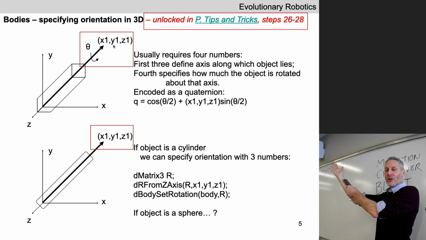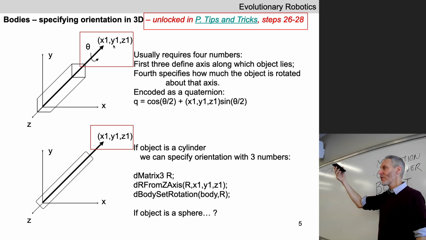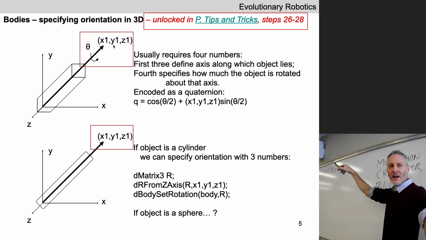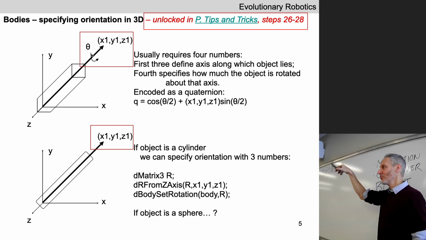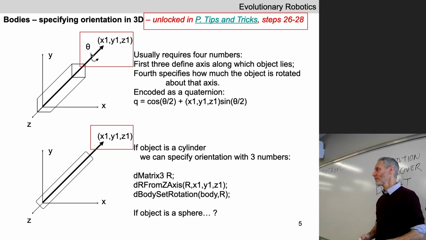Okay, so 3 of the 4 numbers in the quaternion tell us how to place the object, and then the last one, theta, tells the physics engine how to rotate that object about its long axis, about this vector, and we're done. Those 4 numbers give us an orientation. Question? So is the axis itself sort of arbitrary?